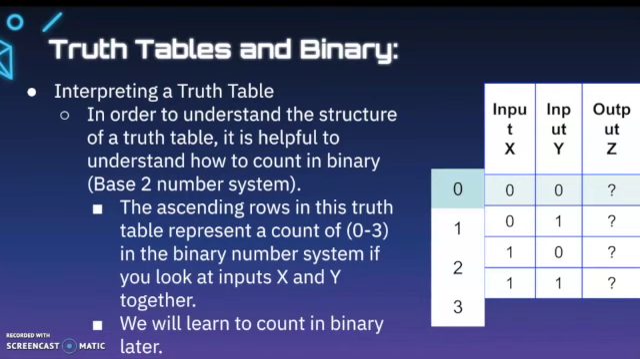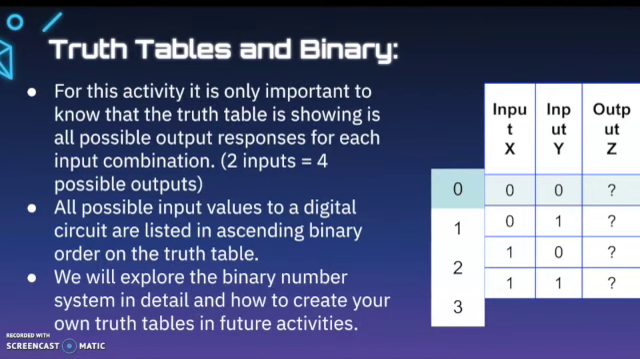We're going to take a much closer look at binary very soon, but for this activity, you'll need a basic understanding. The ascending rows of this truth table represent a count of 0 to 3 in the binary number system if you look at the inputs X and Y together. Like I said, for this activity, it's only important to know that the truth table is showing each of the possible output responses for each input combination. All possible input values to a digital circuit are listed in ascending binary order in the truth table. Again, we're going to look closer at binary in later activities. For this activity, all you have to understand is if we have input X and input Y, what are we getting for Z?